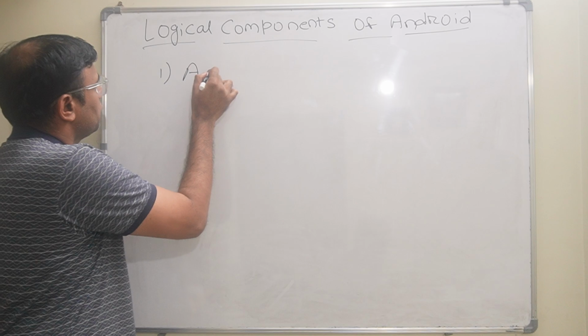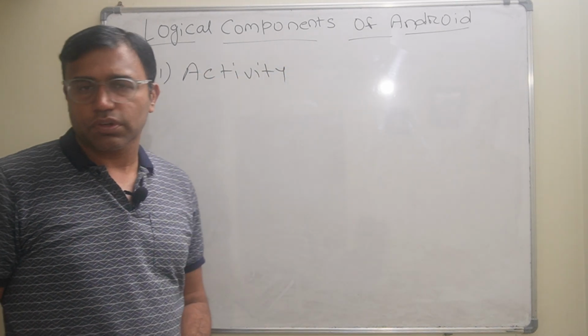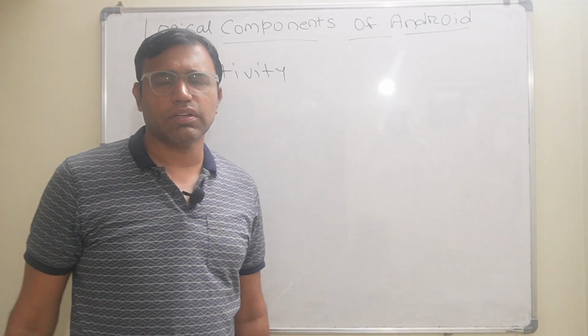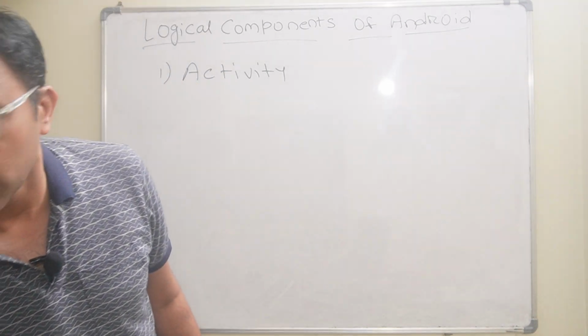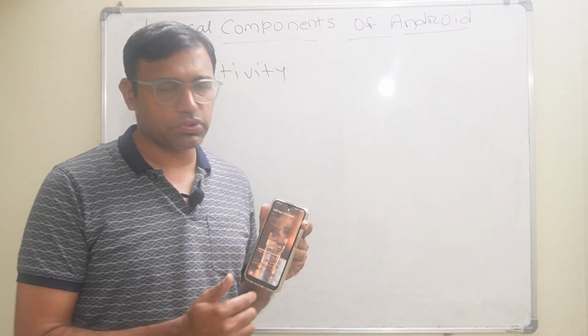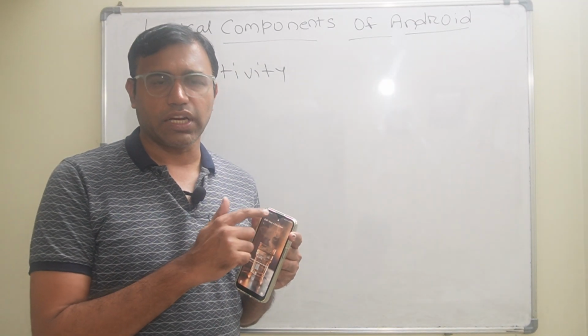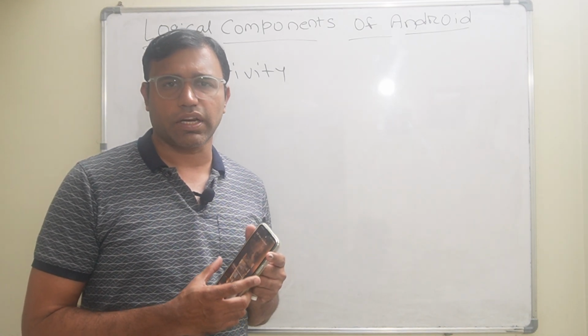First one is activity. So what is activity? Activity is nothing but a screen which you can see in your Android smartphone. Suppose you have started your mobile. On mobile, first of all, the home screen will be displayed. That is nothing but activity. Whatever you see on your mobile, that is nothing but activity.